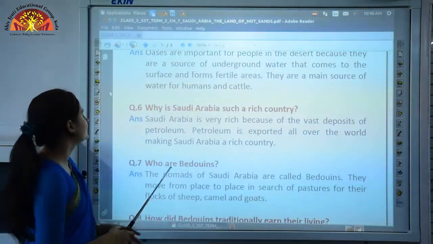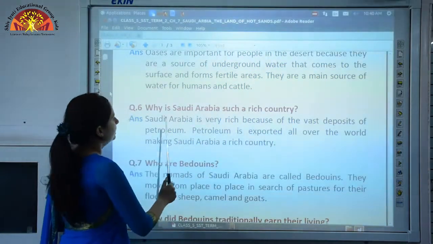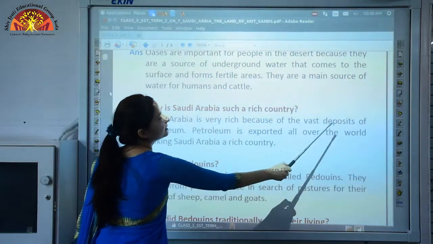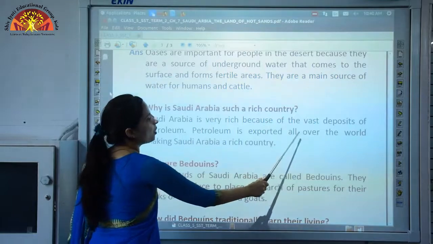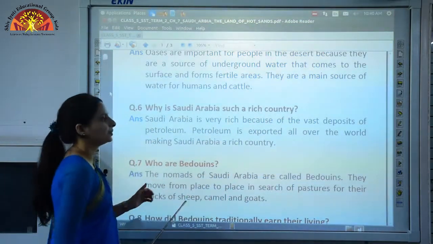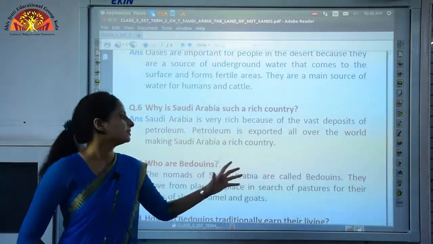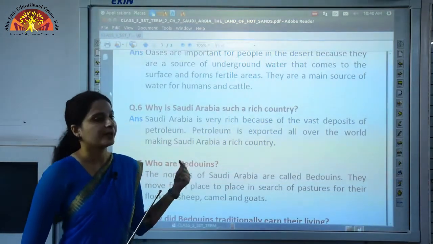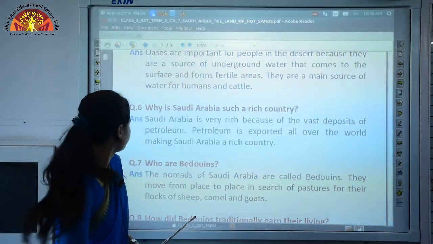Question number 6 is, why is Saudi Arabia such a rich country? Saudi Arabia is very rich because of the vast deposits of petroleum. Petroleum is exported all over the world, making Saudi Arabia a rich country. As we learned, this natural resource is found in vast deposits in Saudi Arabia, which makes the country very rich, and this petroleum is exported all over the world.